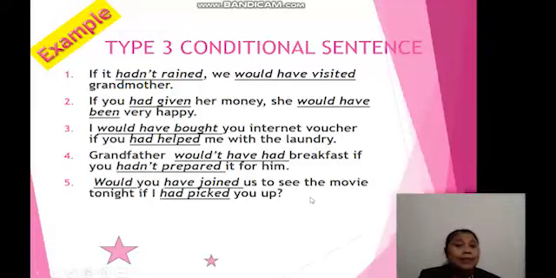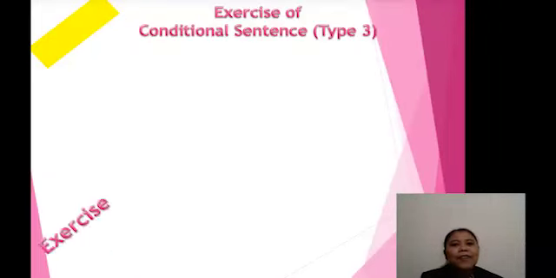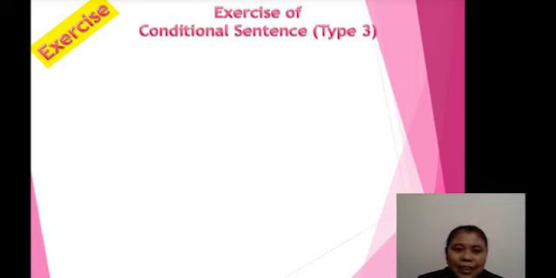Okay, students, English learners, these are the examples of type 3 conditional sentence. So are you ready for the exercise? Very good. Let's go to the exercise. Remember about the pattern, the structure, okay? Exercise of conditional sentence type 3.